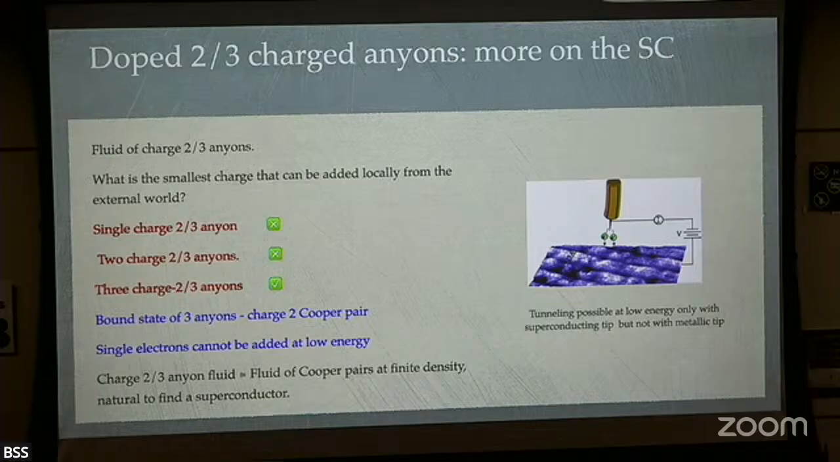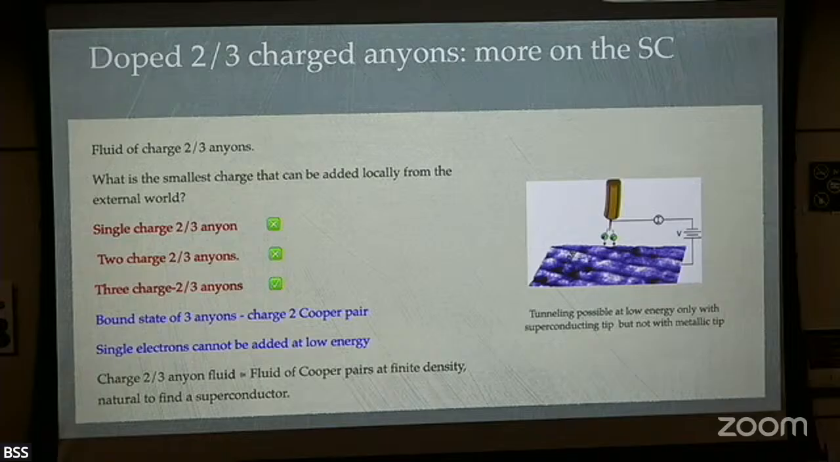So when we dope the charge 2/3 anyon, I said you get a superconductor within this effective theory. So let's think about how to think about the fluid of charge 2/3 anyons. The assumption is that the charge 1/3 anyon is a big gap, and that gap is not closing. But at low energies, the only thing that has entered the system is charge 2/3 anyons, and we have a mobile fluid of charge 2/3 anyons.